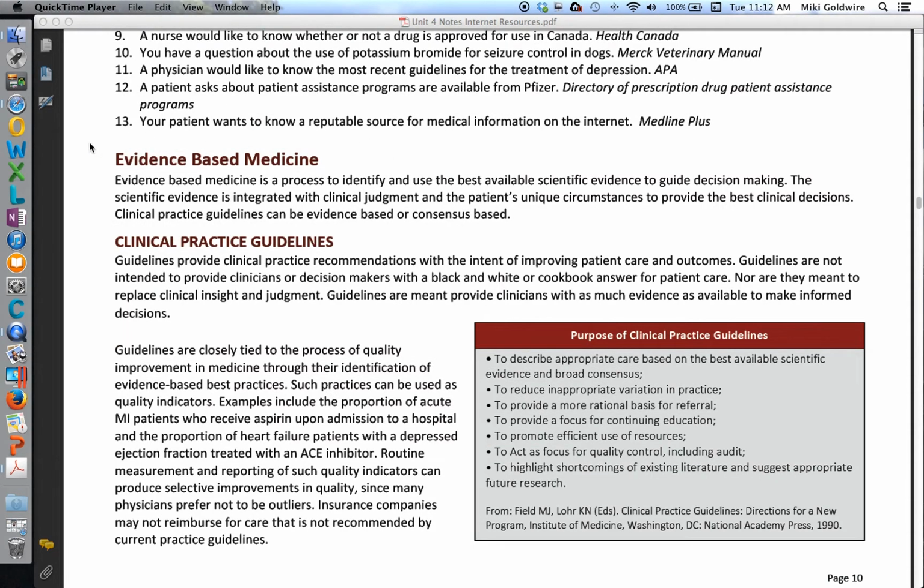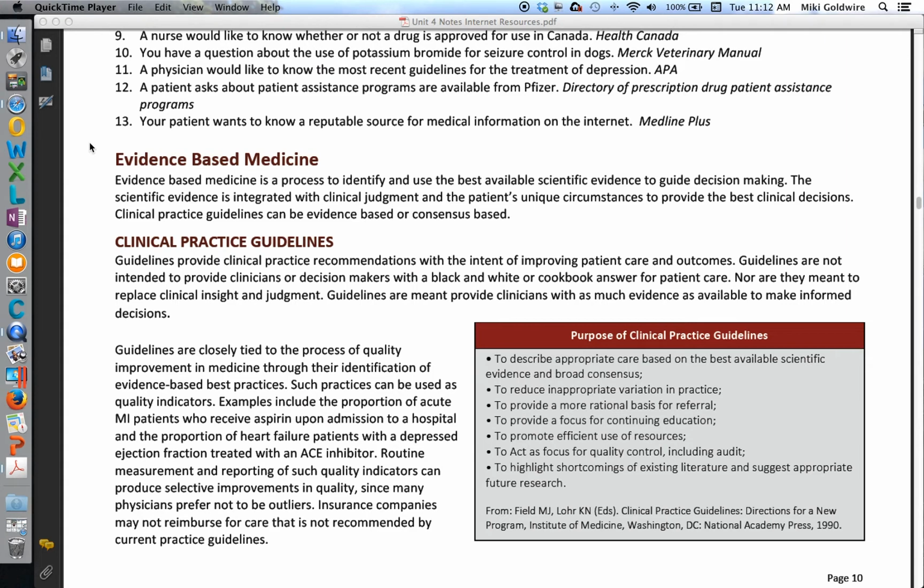So now I'd like to talk a little bit about evidence-based medicine. Evidence-based medicine is a process to identify and use the best available scientific evidence to guide decision making. The scientific evidence is integrated with clinical judgment and the patient's unique circumstances to provide the best clinical decisions. Clinical practice guidelines can be evidence-based or consensus-based.